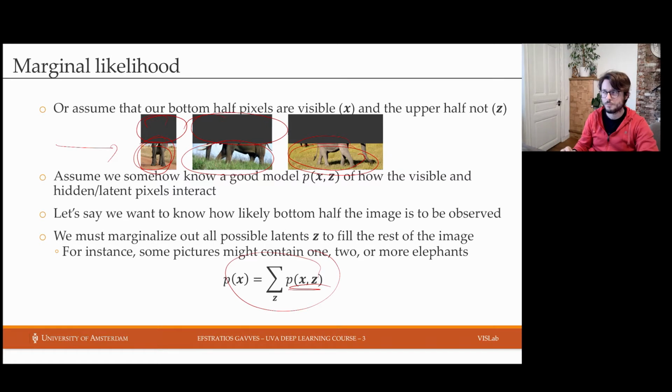To get a more intuitive understanding, let's focus on this picture. In this picture we see two legs. Probably there's another elephant here. Maybe there's another here, and maybe there's another here. So that is one possibility of how our latent pixels might be looking like. However, that's not the only possibility. It could be that this elephant doesn't exist, or this elephant doesn't exist, or this elephant doesn't exist. Each of these cases could produce the same bottom half. By summing over all possibilities, we compute in the end how likely it is to have this bottom half under all possible latent upper half images.